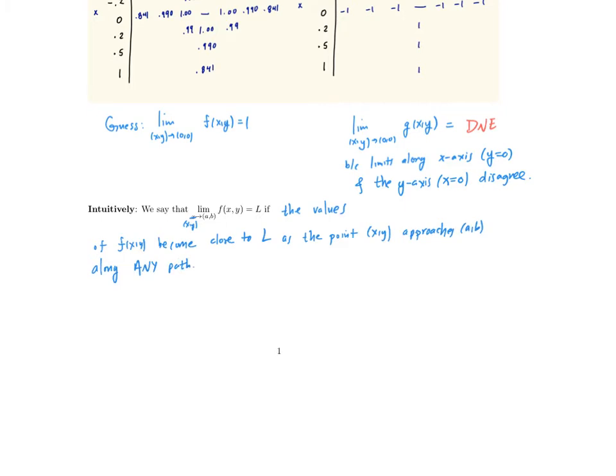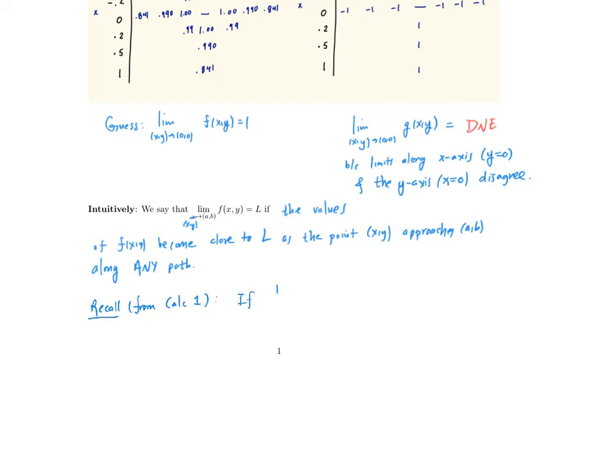So in our above example, we had approaching 0, 0 along two different paths or curves, one along the x-axis and another along the y-axis, and they disagreed. That indicated that the limit does not exist. And that should remind us of a property that was extremely useful back when we were in Calc 1. So recall from Calculus 1.